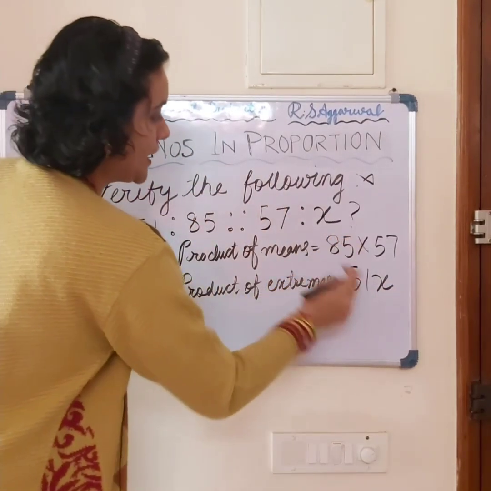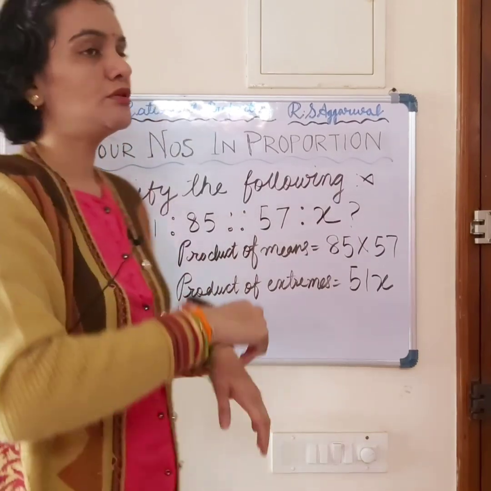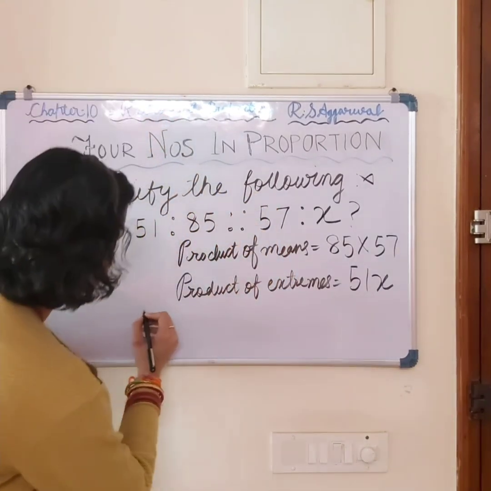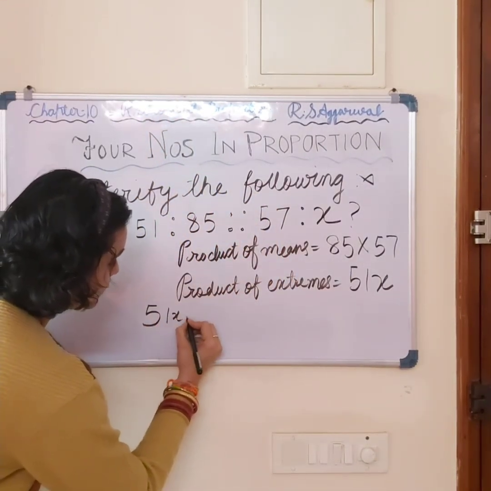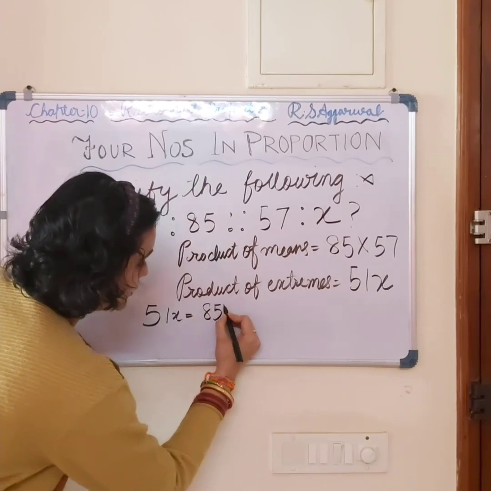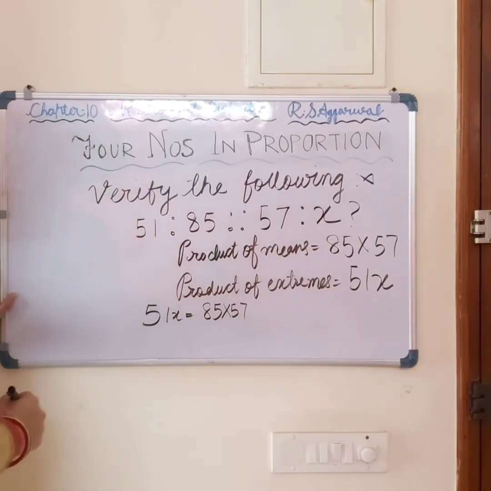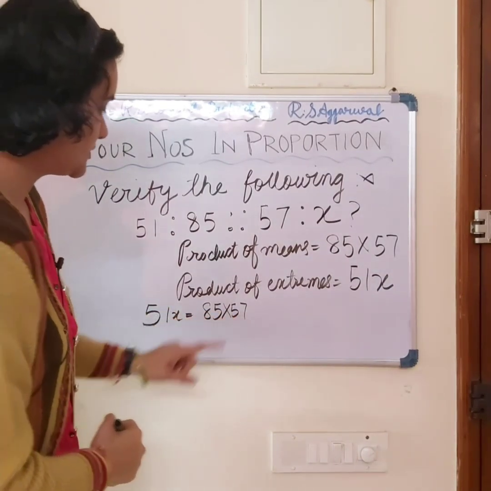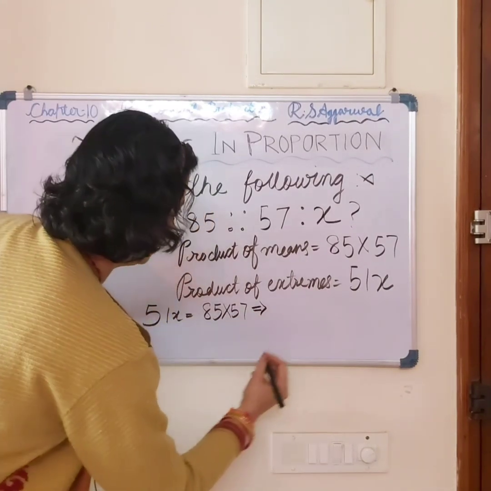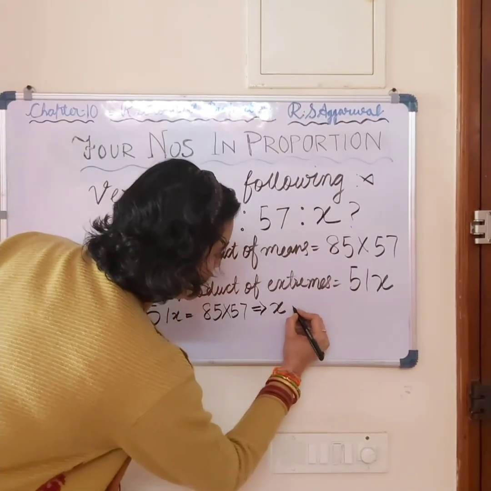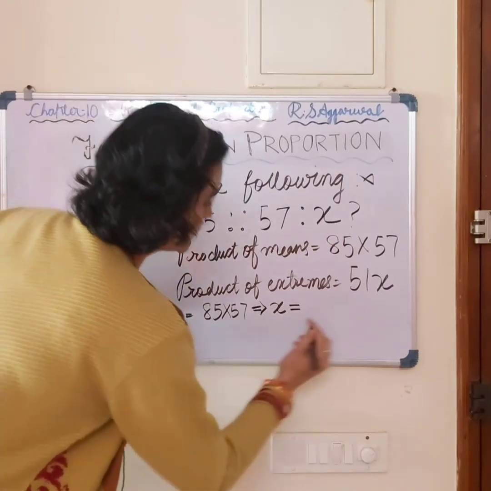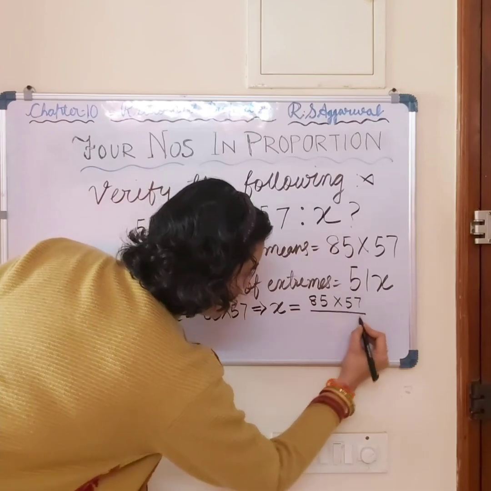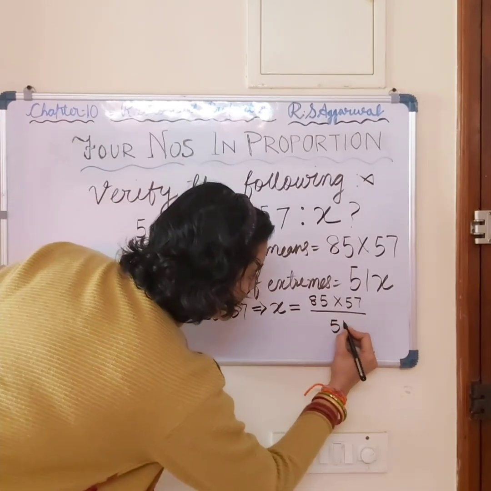So now I have to equate these two, because according to the proportion formula, product of means is always equal to product of extremes. So here I write 51x equals 85 into 57, right? Now we will further simplify this. We will take this 51 to this side. Here it is in multiplication, so when it goes to the other side it becomes division. I keep x on the left hand side and I take 51 to the other side: 85 into 57 divided by 51.